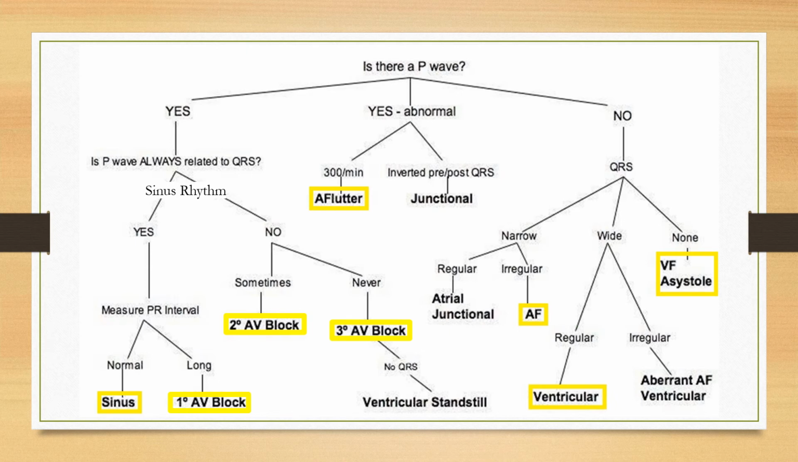Okay, so let's start on the left-hand side. So yes, there's a P wave that's associated with the QRSs. So what's the underlying rhythm? Sinus rhythm.